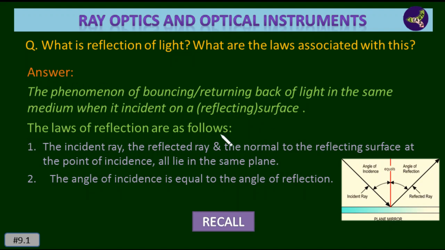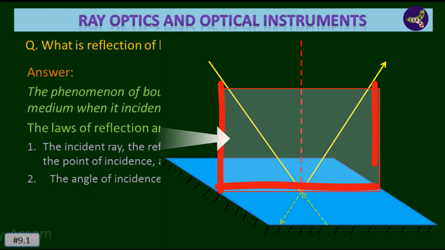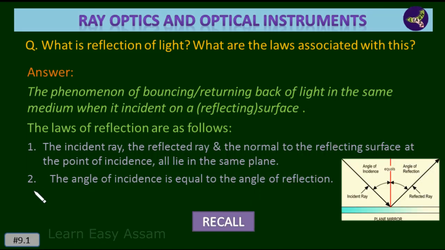And what are the associated laws? We can write in this manner that the incident ray, the reflected ray and the normal to the reflecting surface, it is important, the normal to the reflecting surface at the point of incidence. This is the point of incidence and this is the normal, this red color is the normal. All lie in the same plane. The plane is this plane, not the mirror, this plane only, the perpendicular plane which passes through the normal, we can say. Second is that the angle of incidence is equal to the angle of reflection. All these things we have to recall to understand this lesson very nicely.